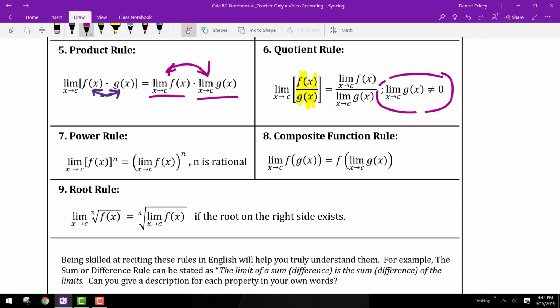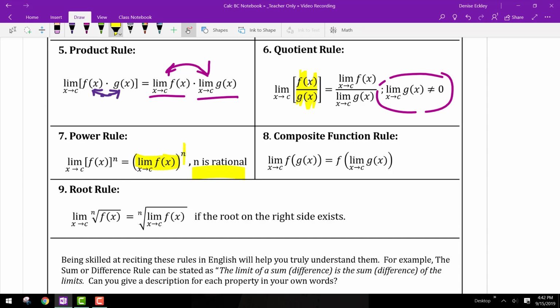Okay, and then finally, our last three rules. I'm going to do 7 and 9 together and then come back and do 8. They kind of go together a little more. Our power rule says if we have a function raised to a power, we can take the limit of the function first and then take the power. And remember, n is a rational number.